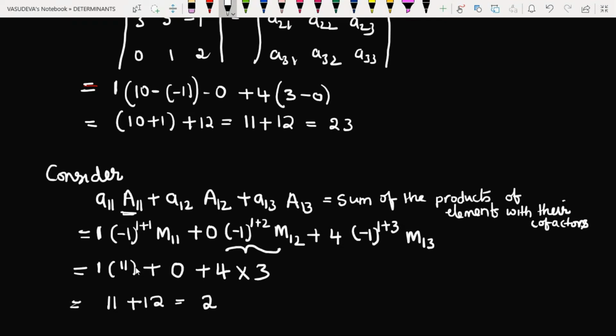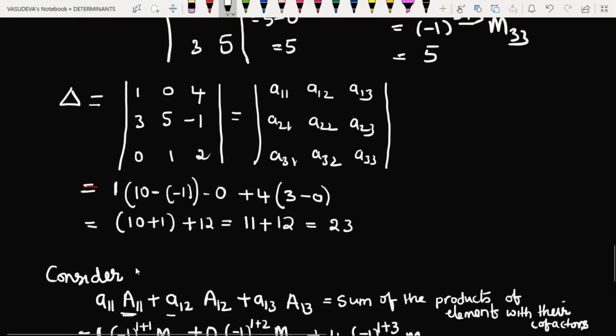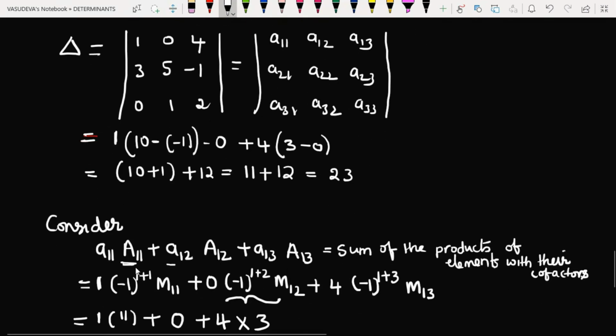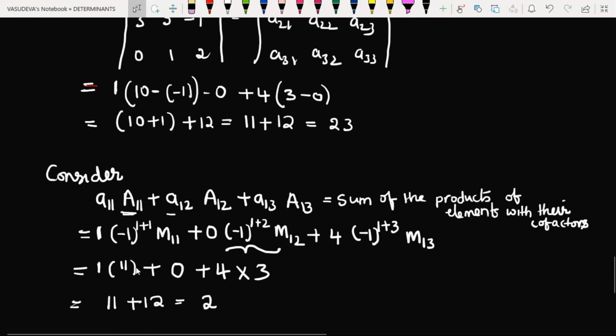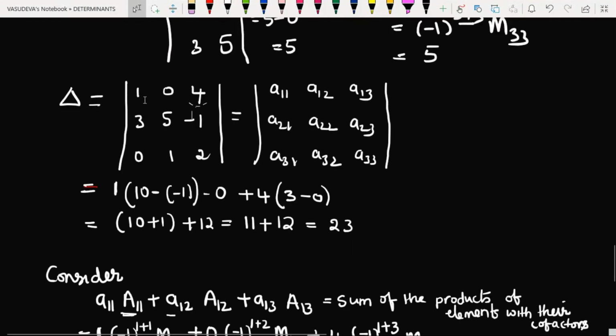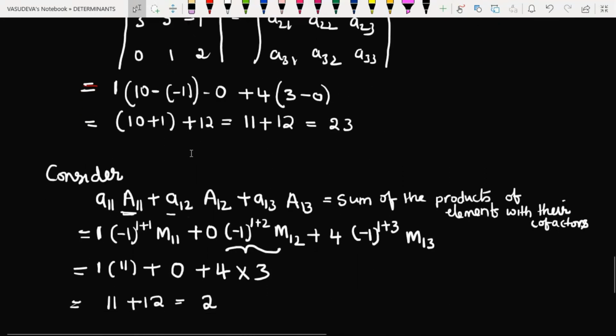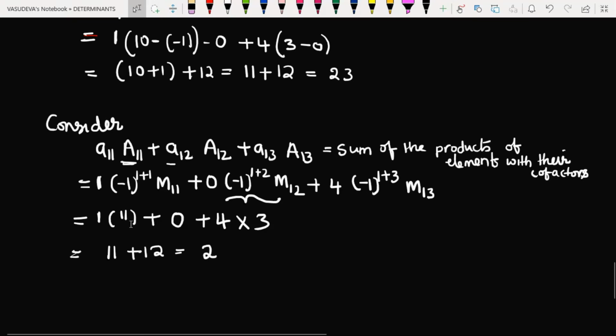Now I am taking 1 into minus 1 to the power of 1 plus 1 into M11, plus a12, an element 0, into minus 1 to the power of 1 plus 2, the sum of the suffixes, into M12, plus a13, which is 4, into minus 1 to the power of 1 plus 3 into M13. Now this you can write as 1 into minus 1 to the power of 1 plus 1, which is plus, and M11, the minor of the element a11, is 5 into 2, 10, minus of minus 1, that is 10 plus 1 is 11.